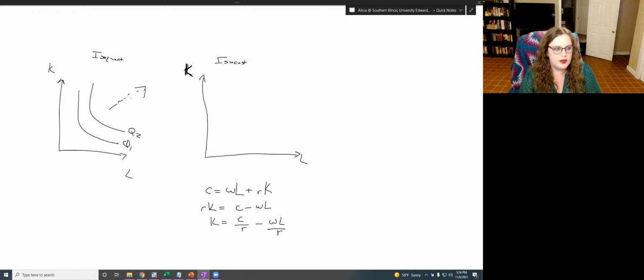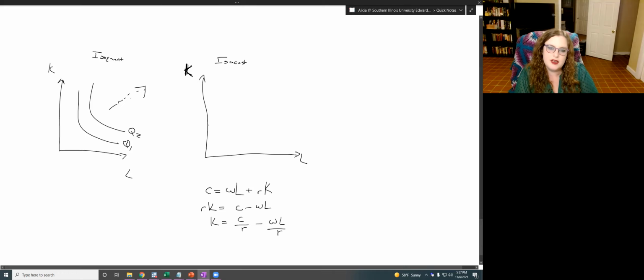Simple enough. So this means for a given level of capital, it equals some amount of total cost divided by that rental rate you have to pay for the capital, minus the wage for labor divided also by that rental rate. That all seems very complicated. What it basically boils down to is that for a given input price, the isocosts furthest from the origin are more expensive.